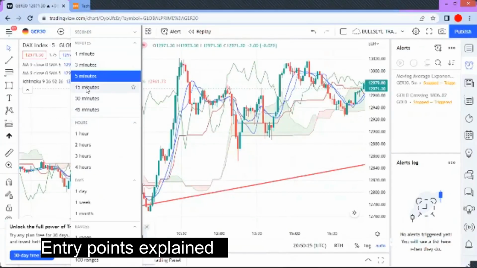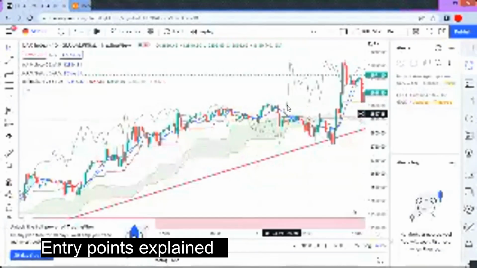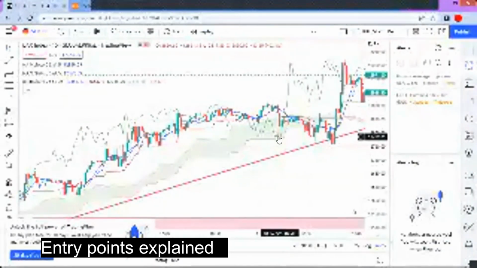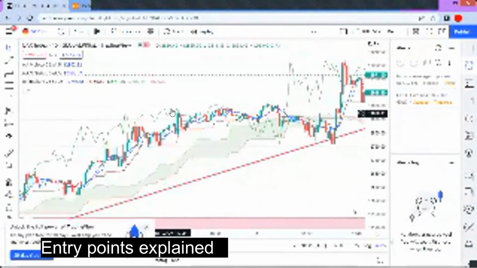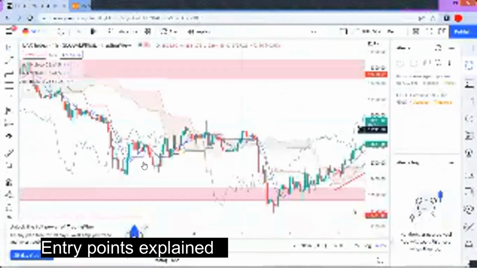You check the 15 minutes. How far is the market? You see, the market is somewhere here. It broke this point, and I'm still safe. You don't exit. Then you go to your 4-hour time frame or an hour so that you can understand better.